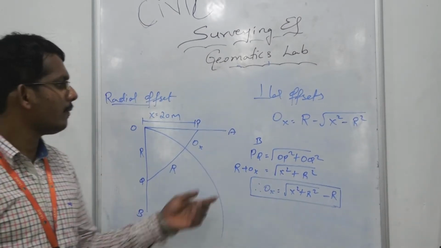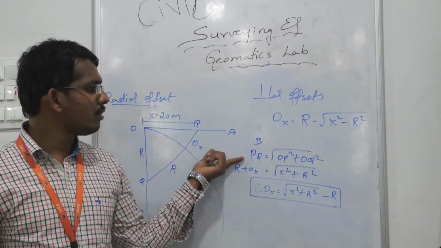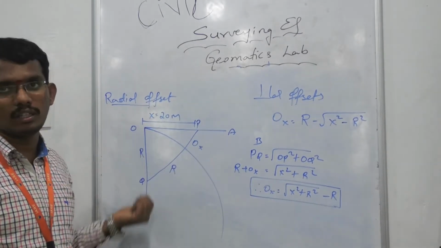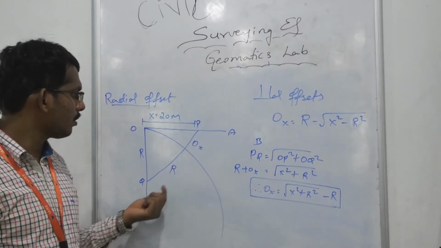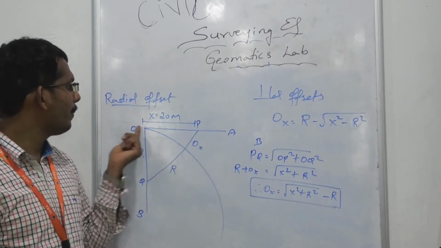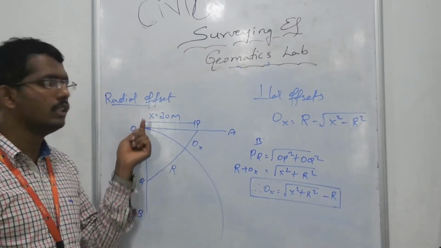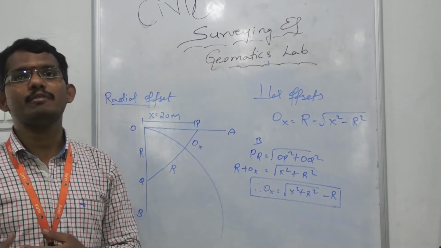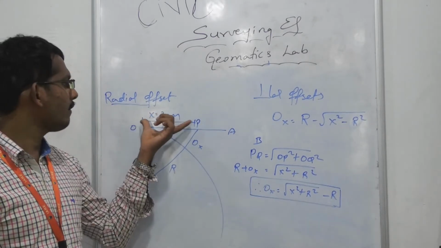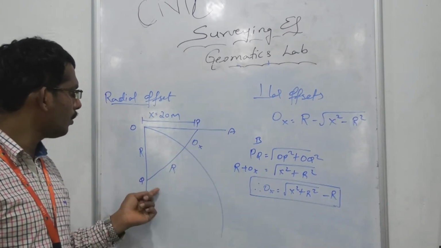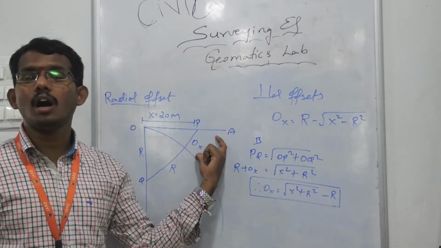So I am applying the principle here. PQ square, the square of the hypotenuse, is equal to the sum of the squares of the other sides. So PQ is equal to root over OP square plus OQ square. Here OP is X, so X is a 20 meter interval or it may be a 5 meter interval. So X square plus R square. Here PQ is equal to R plus OX. Here OX is the unknown interval.